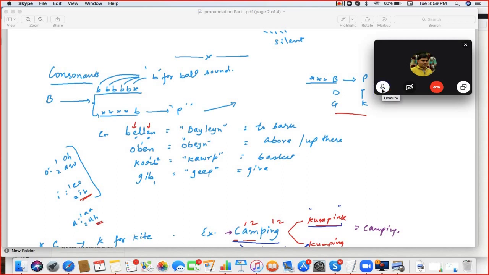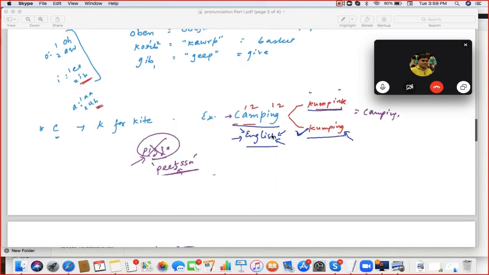Now from B. Speak the examples. Start from B. So, Balen. Open. Corp. Keep. Correct. Next, C.